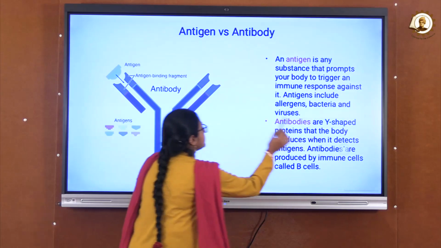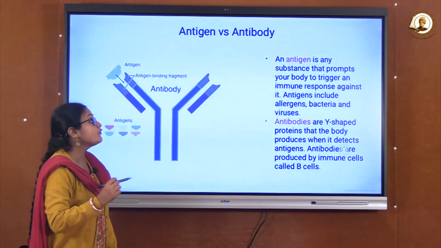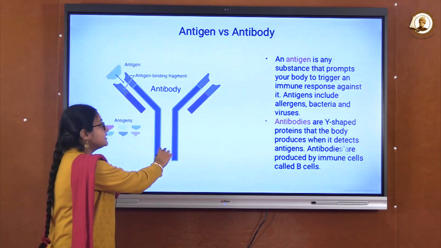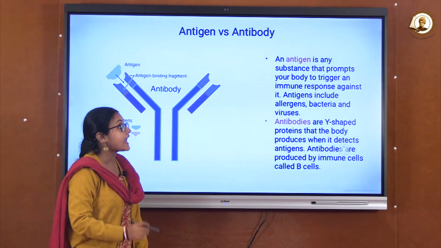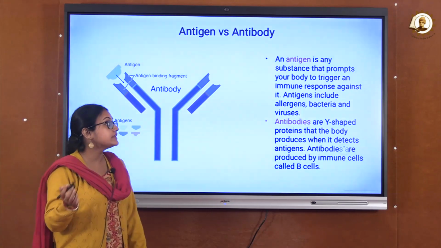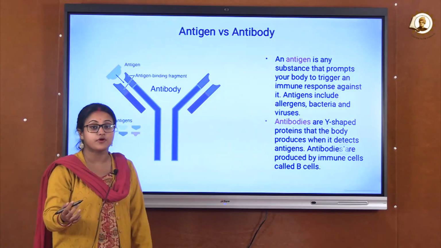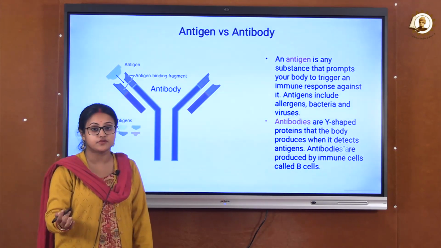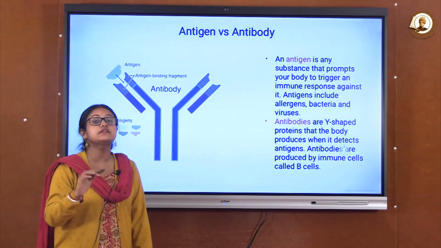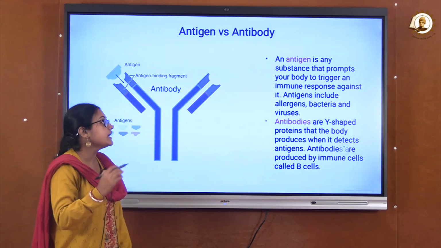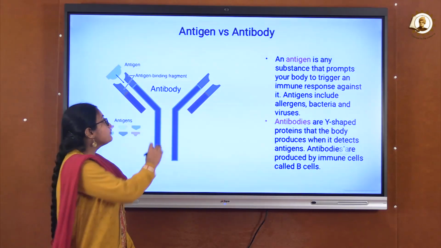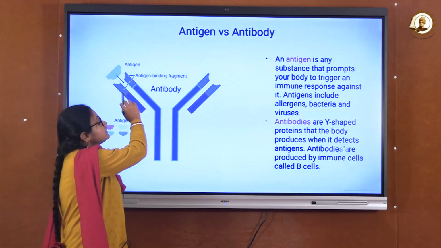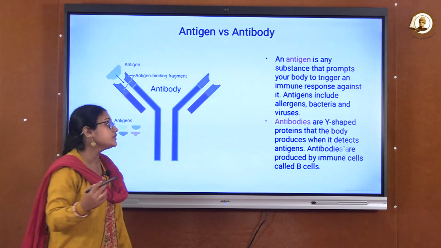For adaptive immunity, antibodies are required. So what are antibodies? This is the Y-like structure, called an antibody. And what is an antigen? An antigen is any substance that triggers the immune response. These are foreign substances which come into the body and trigger the immune response. To protect the cell against the antigen, antibodies are created. It is a Y-shaped protein which detects the antigen, binds with the antigen and produces the immune response.